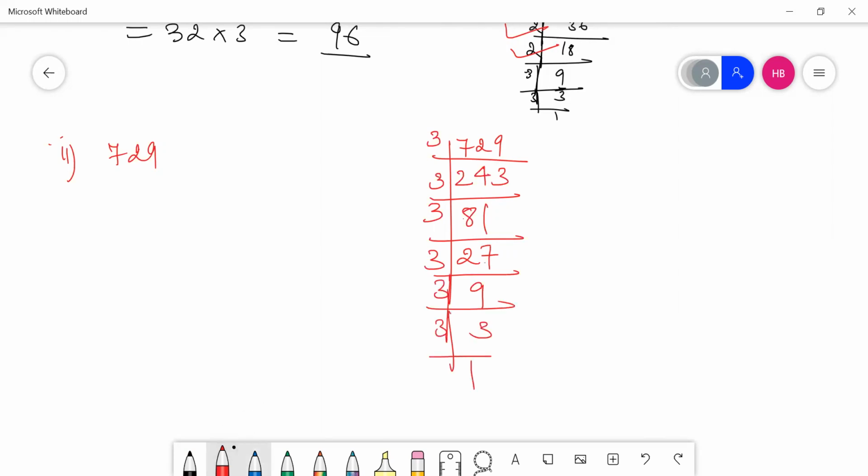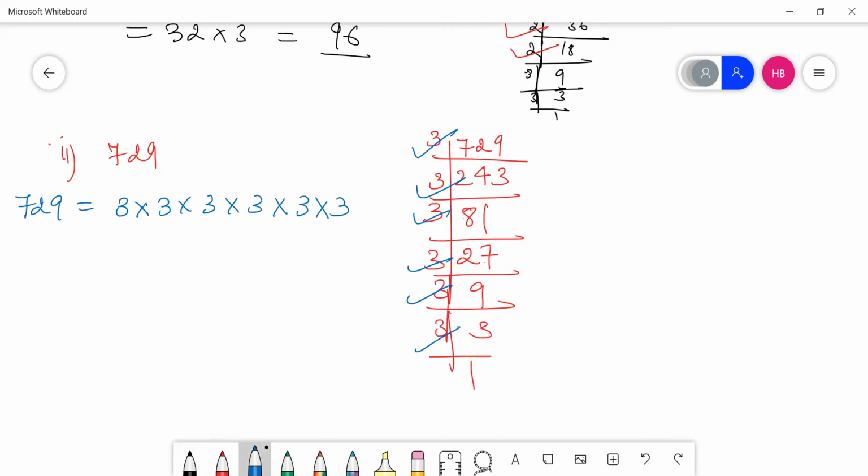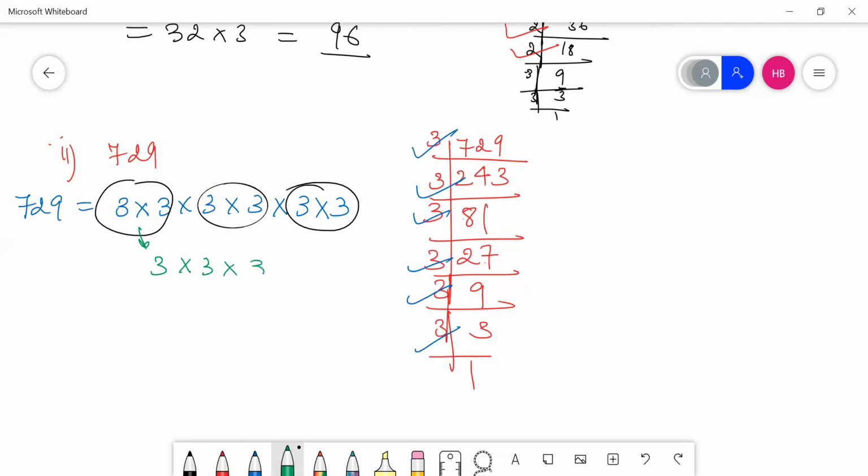Right? So now I can write 729 as 3 into 3. How many threes are getting multiplied? 1, 2, 3, 4, 5, 6, right? Now I'm going to make the pairs. One pair, second pair, third pair. From each pair I have to take one number. So 3 into 3 into 3, which will give me 3 threes are 9, 9 threes are 27.